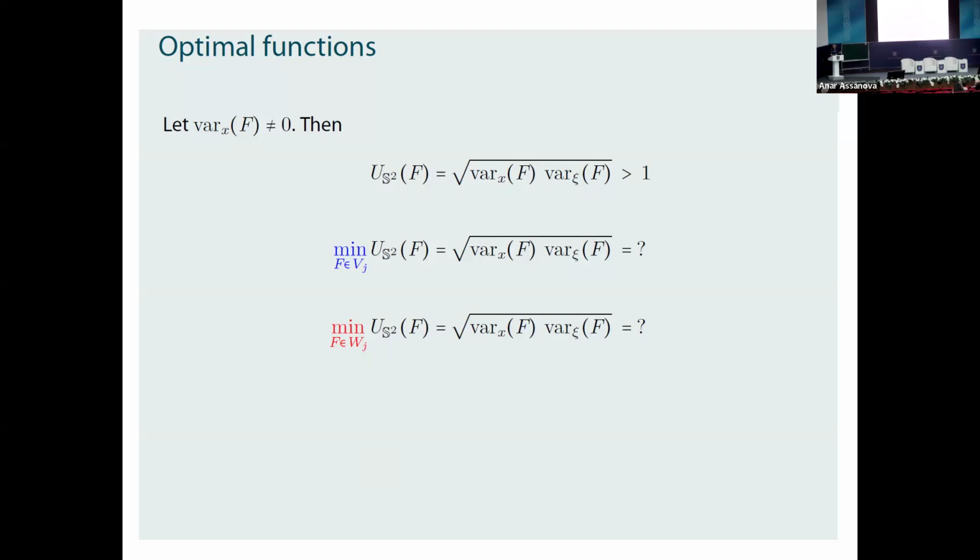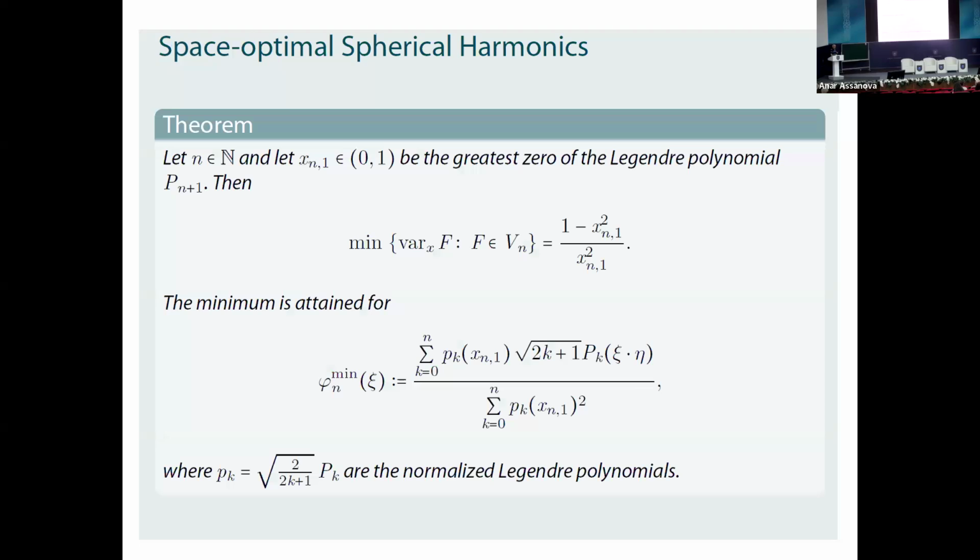Unfortunately, up to now, there's no chance to solve this nonlinear problem. A lot of people are working on it, also on the torus and in other settings. This is highly nonlinear, and up to now, no one sees a chance to compute this minimum, which would be very nice to know. But one can ask for the best space optimal spherical harmonics from our set.